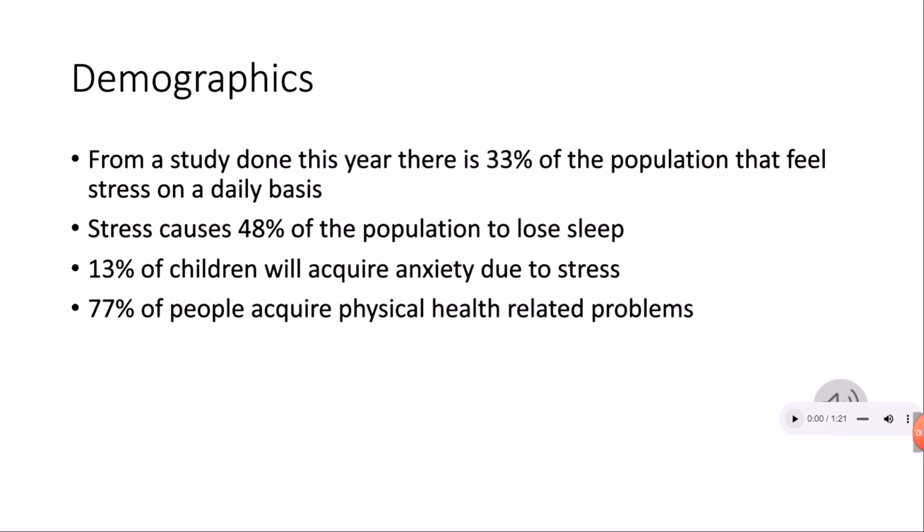77% of the people acquire more physical health-related problems. This can include a greater risk of a stroke, a heart attack, loss of sleep, insomnia, obesity, diabetes, heart disease, cancer, and a weakened immune system, again, as well as speeding up the aging process. This is because the heart has to pump faster and you have more trouble breathing.